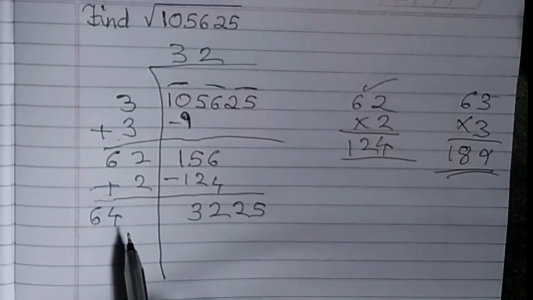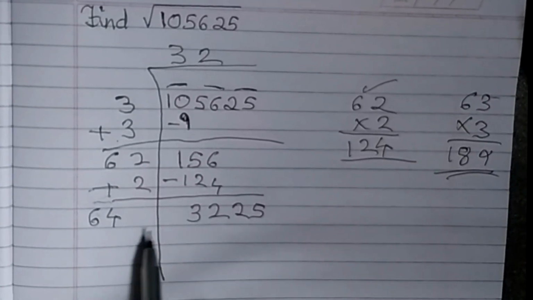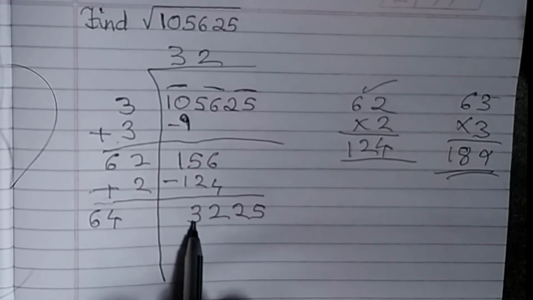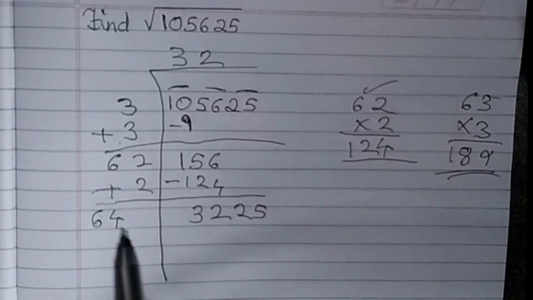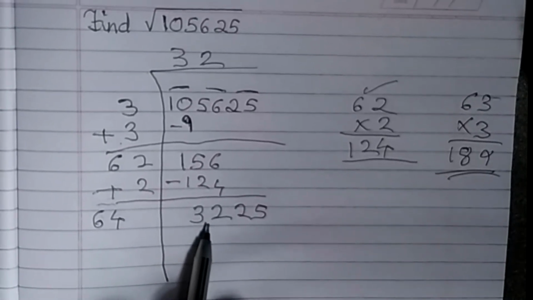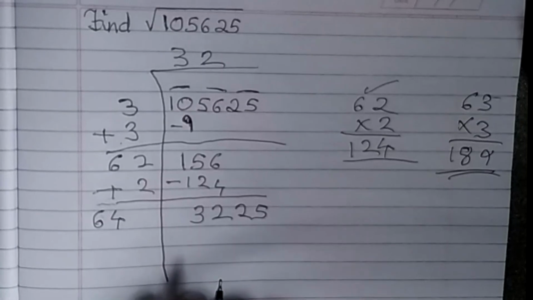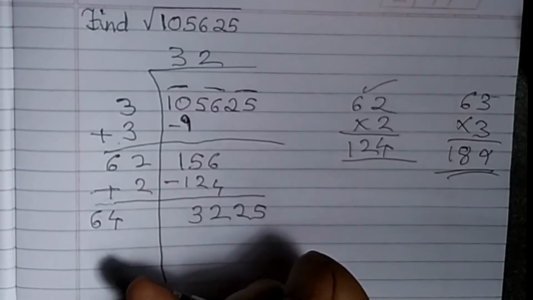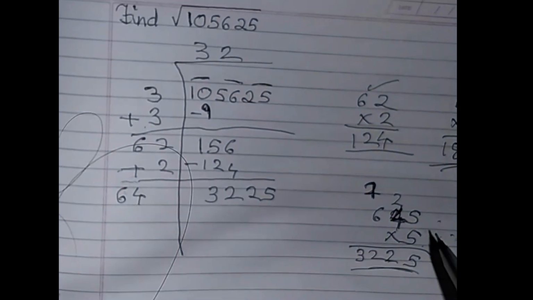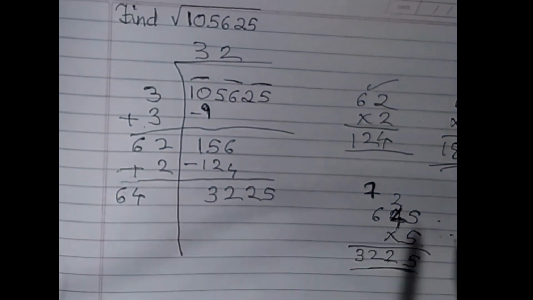For that, see, the first number here is 6. The first 2-digit number here is how much? 32. From 6, how can we try to reach 32? 6 5s are 30 we can get, right? So we will try with 5. So if we multiply 645 into 5, here we have taken 5.